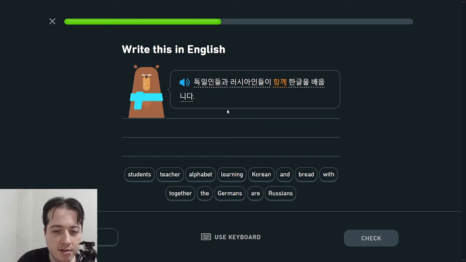독일인들과 German and Russia together. Germans and Russians learn Korean. No, 한글. Germans and Russians learn 한글 together. I think that's the sentence.